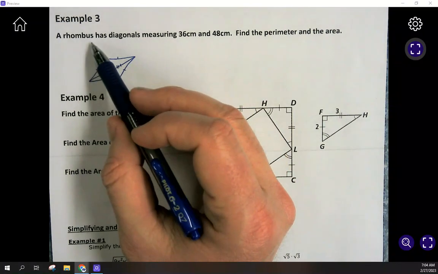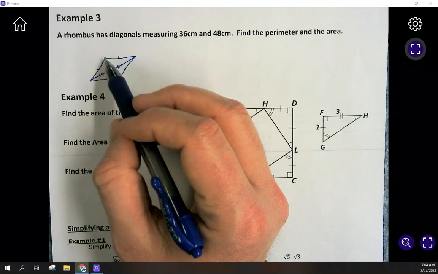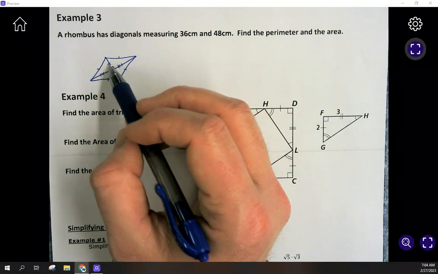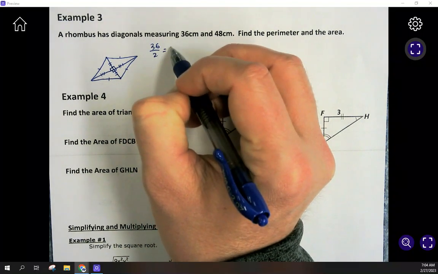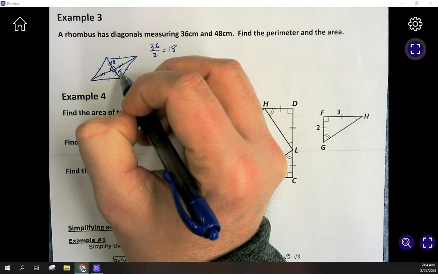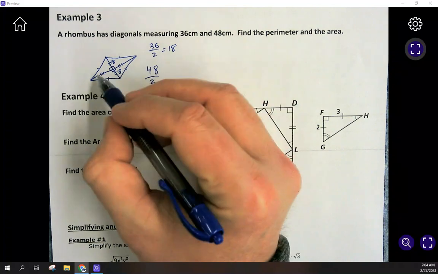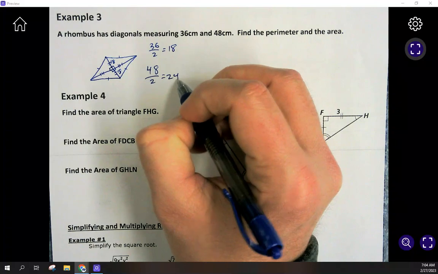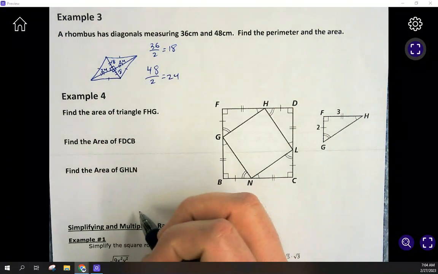So the rhombus has diagonals measuring 36 and 48. We'll call this one 36 since that appears to be the shorter one. And it's being bisected. So that 36 is getting cut into 2 equal pieces, which is 18. So this is 18 and this is 18. And then the other diagonal of 48 is being bisected. So 48 divided by 2 is 24. So I know that this is 24 and this is 24.